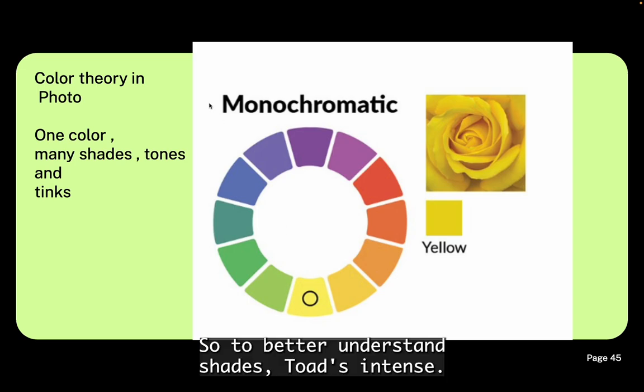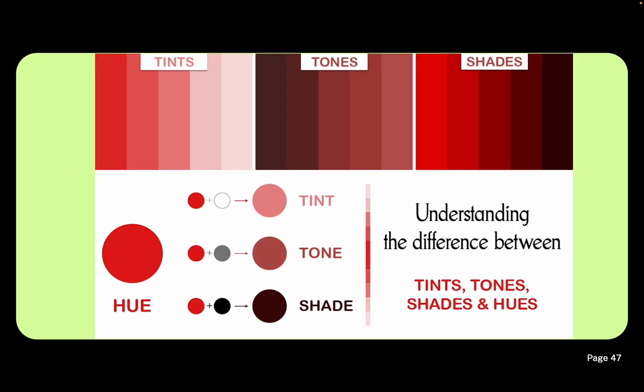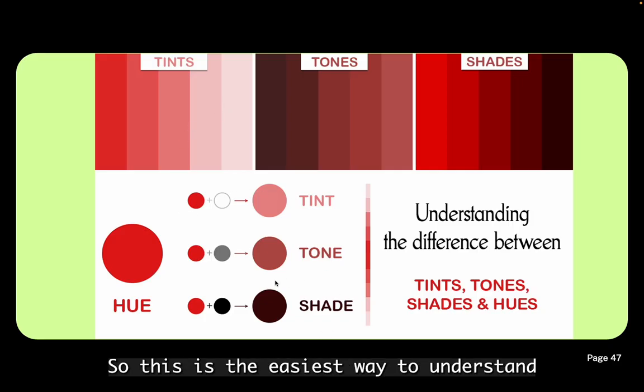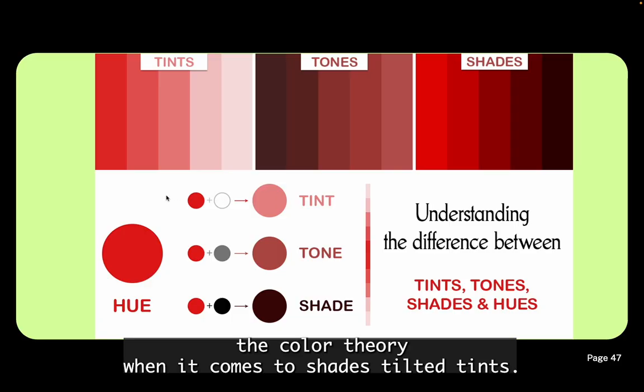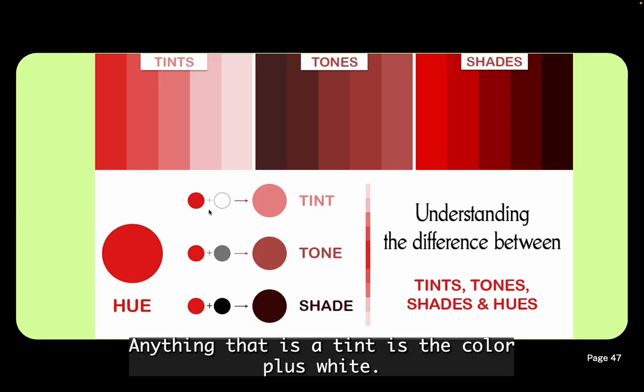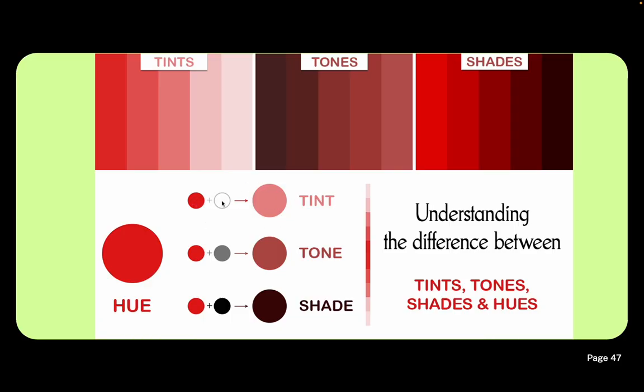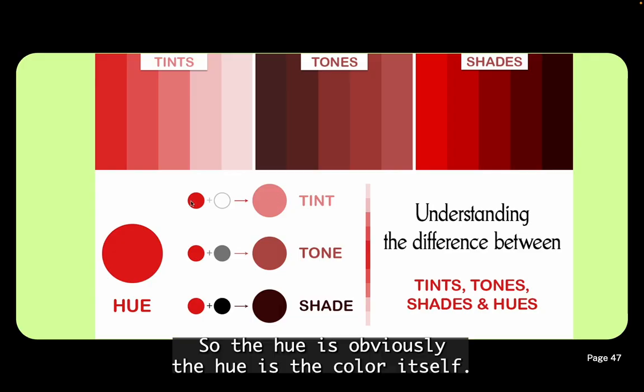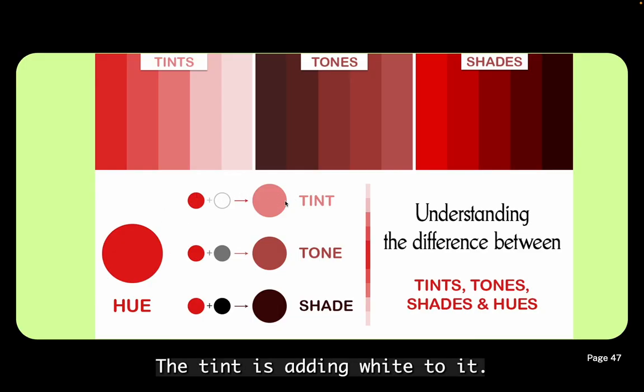So to better understand shades, tones, and tints, let's talk about this one. This is the easiest way to understand the color theory when it comes to shades, tones, and tints. Anything that's a tint is the color plus white. The hue is obviously the color itself. The tint is adding white to it.